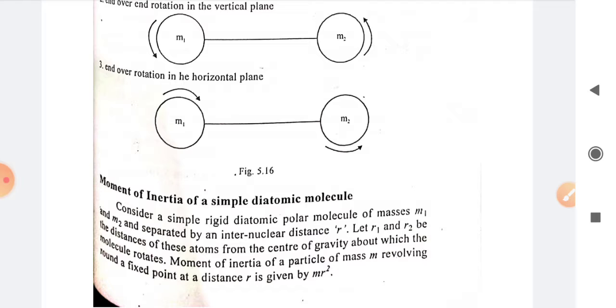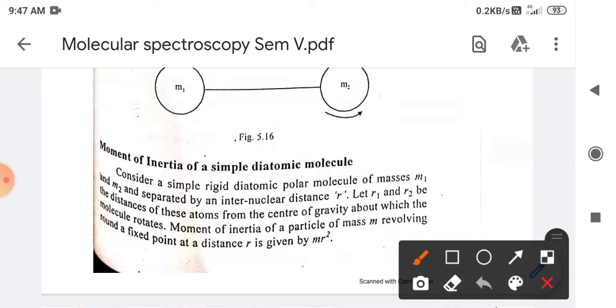In order to study rotational motion, the important related concept is the moment of inertia. If we are studying normal motion, then we need to consider the mass of the body as well as its velocity. But in the case of rotational motion, we need to mainly focus on the moment of inertia of the given body. So, moment of inertia of a simple diatomic molecule.